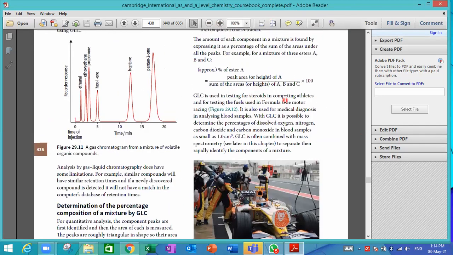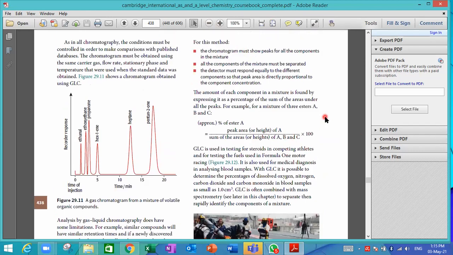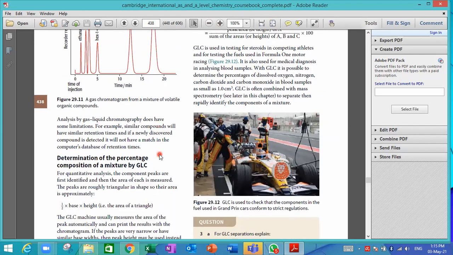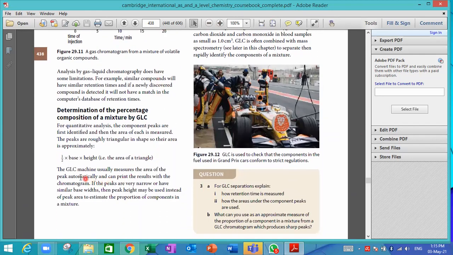Okay. Understand, or shall I repeat anything? I understand, Miss. Okay. So here, for example, if you want to get an approximate percentage of ester A, where is A? As I told you, we calculate the area under the peak by drawing a triangle and calculating half base times height.